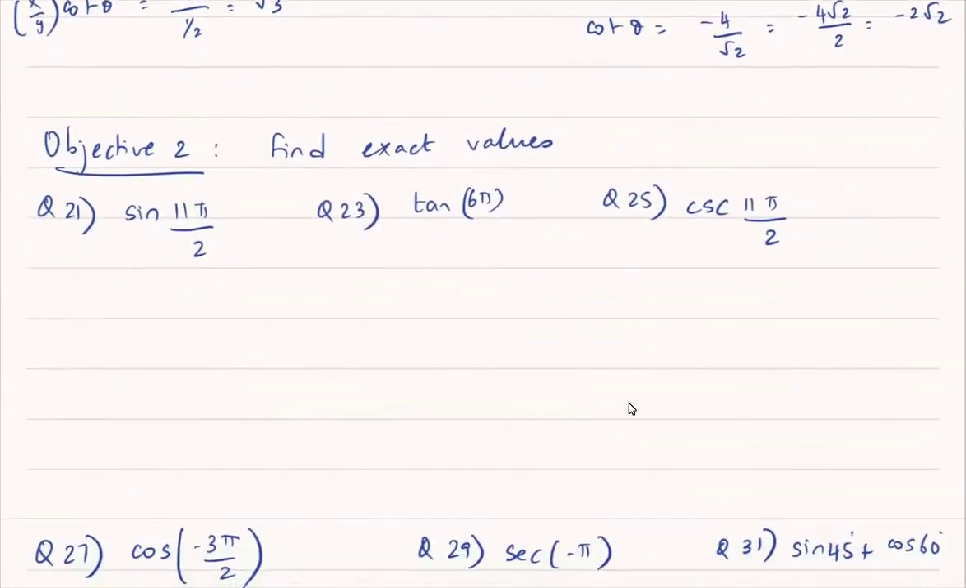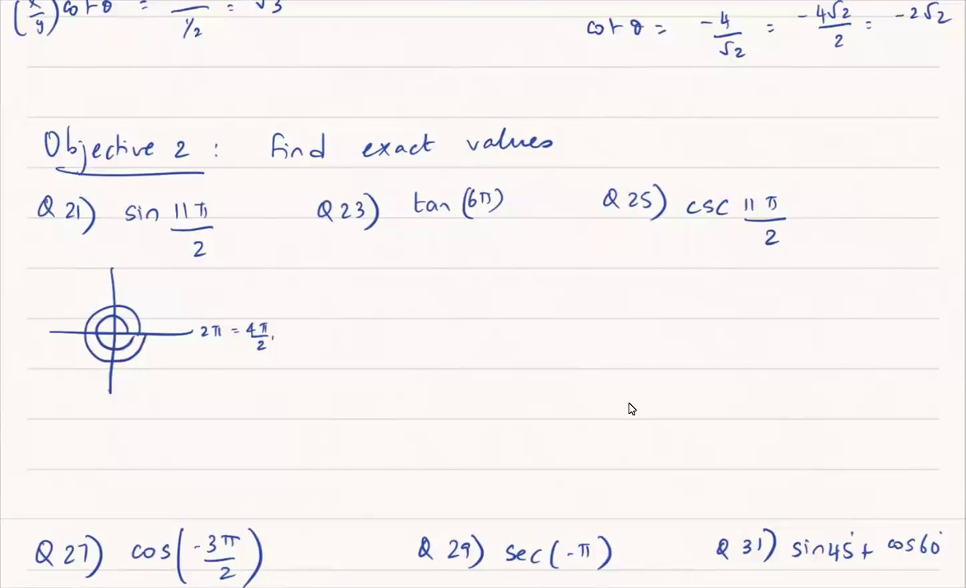In the next objective, we are asked to find the exact values. So first, it's 11 pi over 2. So 11 pi over 2 is, where is this angle? So let's see. If you're going to go one full revolution of the unit circle, you have 2 pi radians, right? Now 2 pi is the same as 4 pi over 2. That is one revolution.